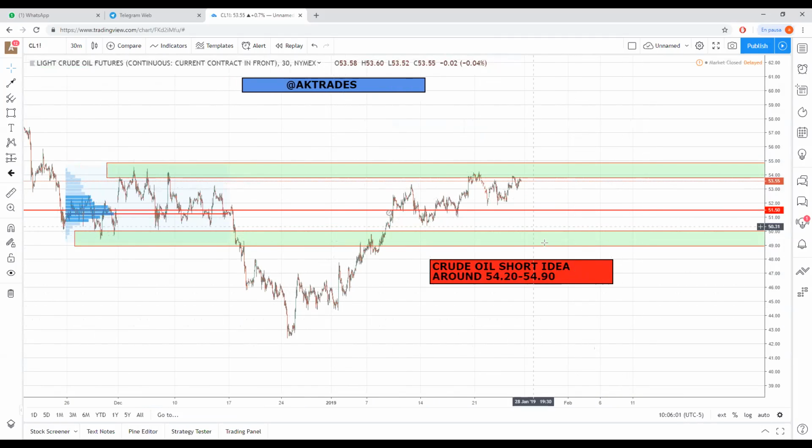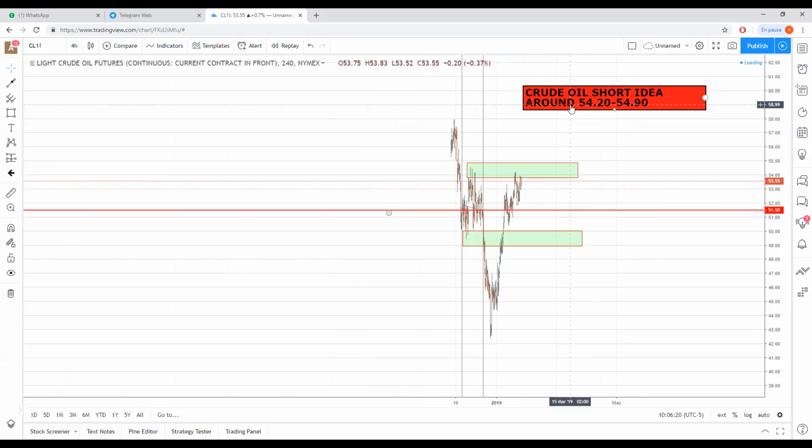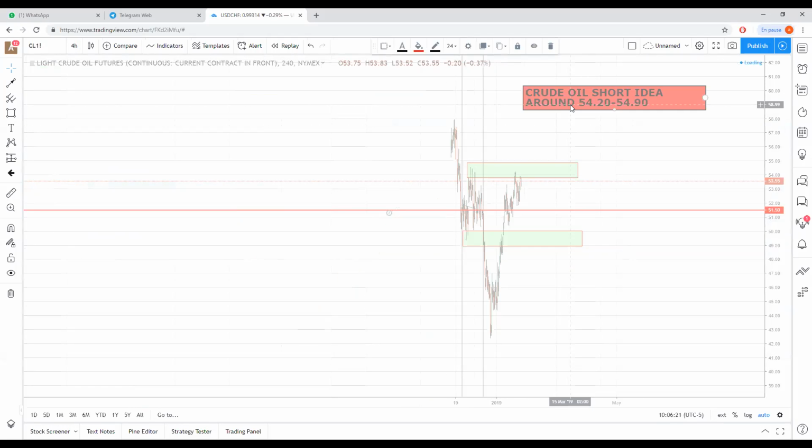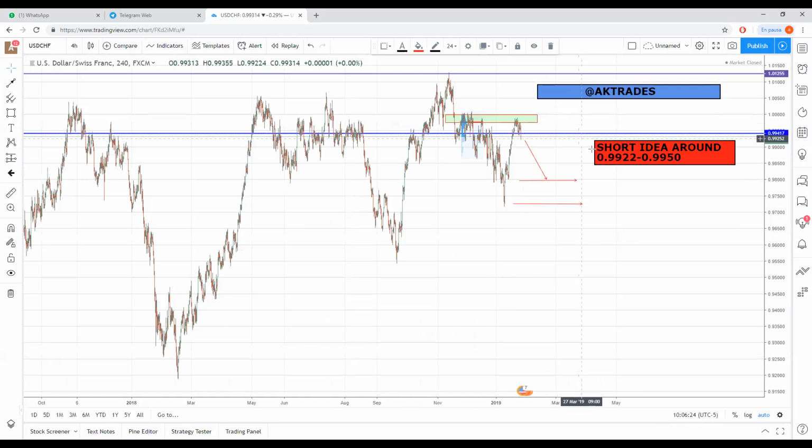If prices do not cross that green square that I have marked in the chart. That's all for crude. Let's see now the dollar Swiss.